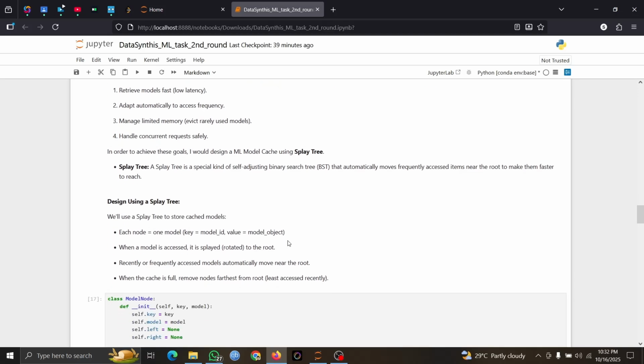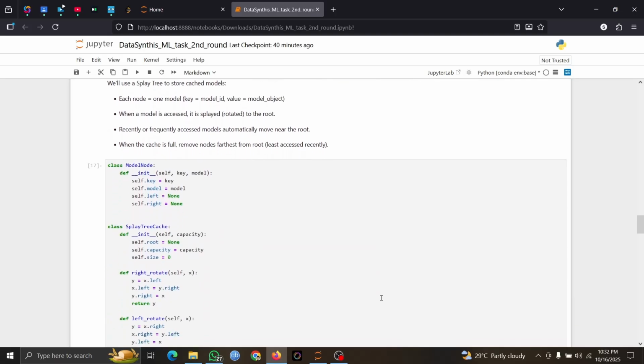Now, what is a splay tree here? A splay tree is a special kind of binary search tree which is self-adjusting, and it automatically moves frequently accessed items near to the root, which makes them faster to reach.